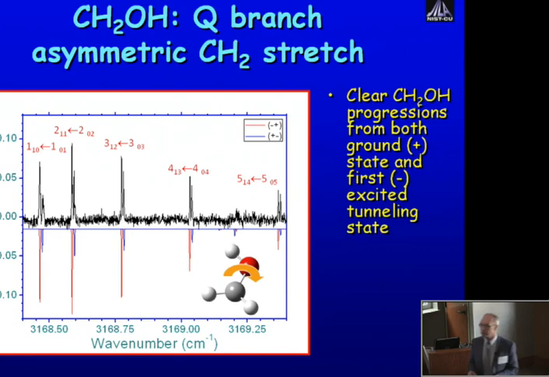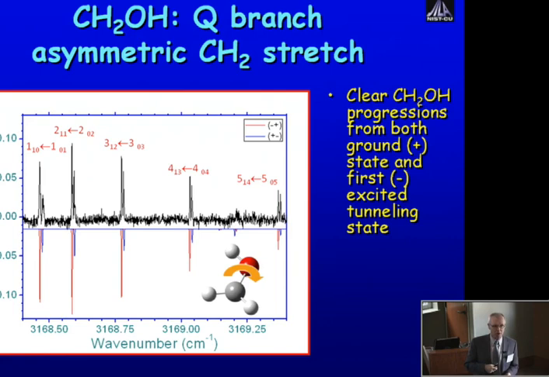It's a high barrier, so the tunneling splittings are on the order of about a tenth of a wave number or so. The rotational spectrum is not that complex. The sum of the tunneling splittings is on the order of a few tenths of a wave number, and we think they're evenly split in the ground and in the excited state, but we'll have to get more.